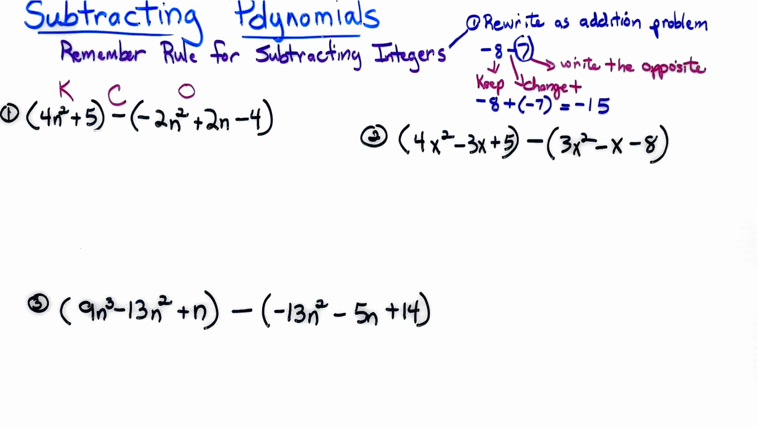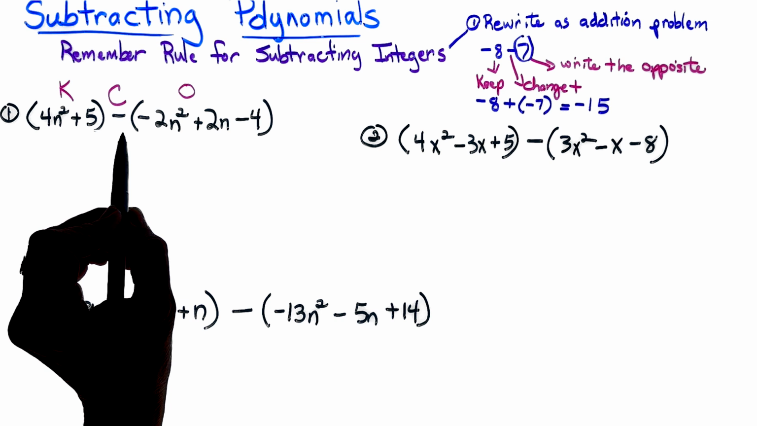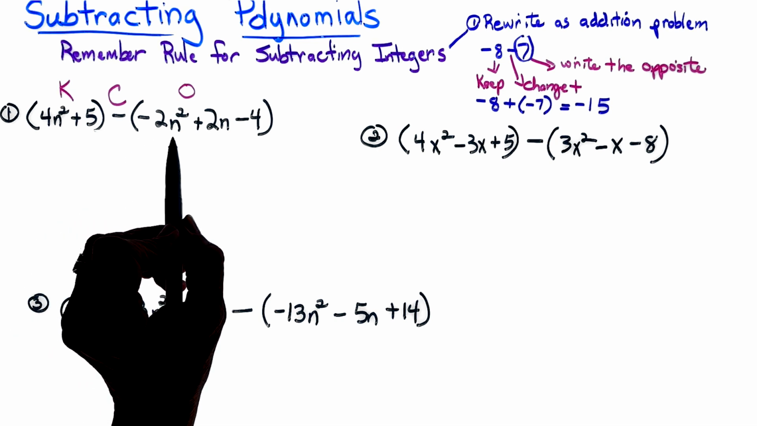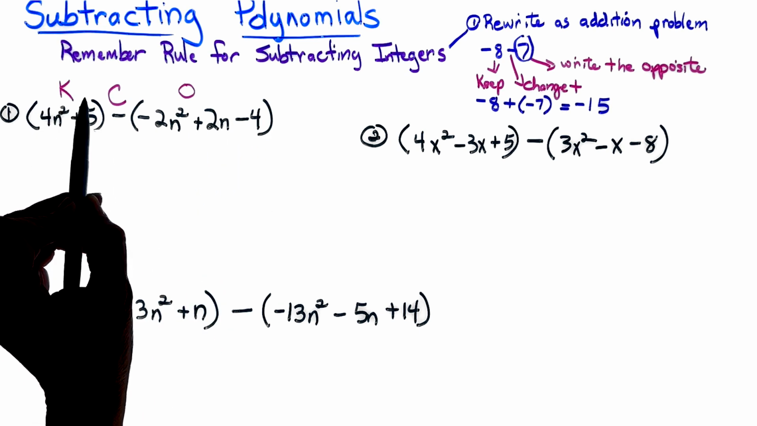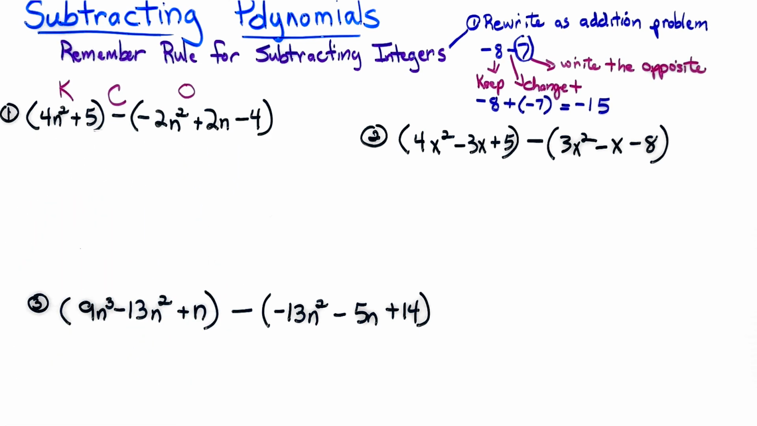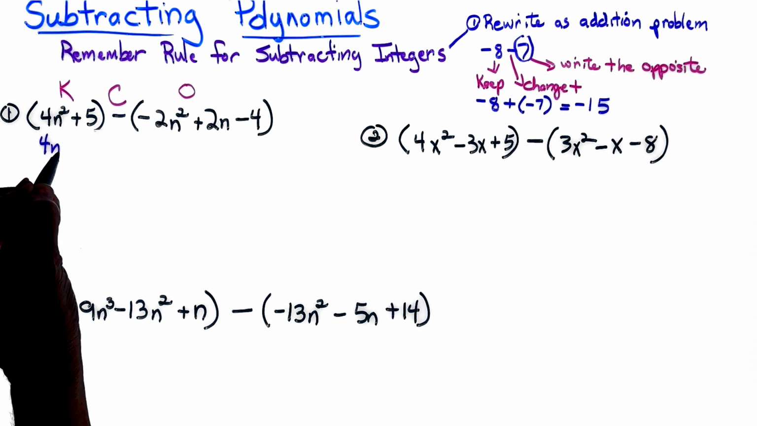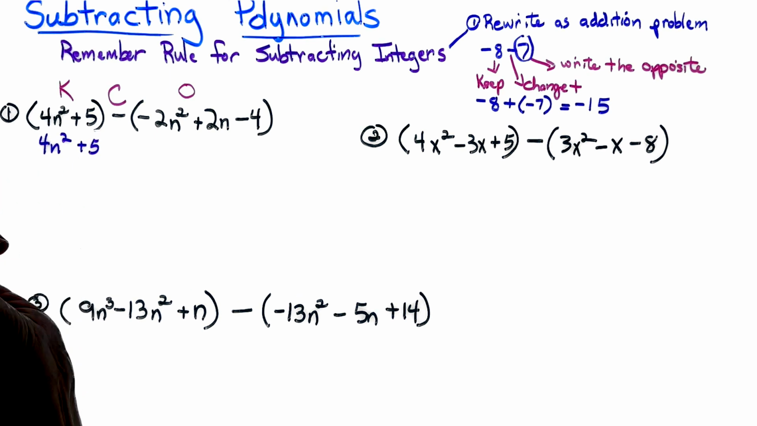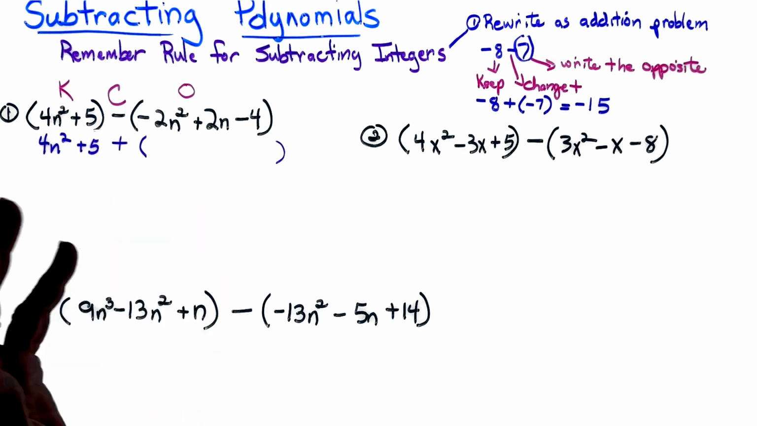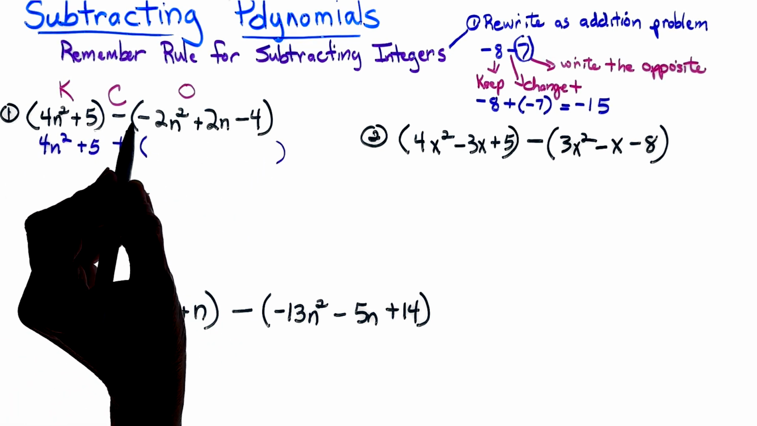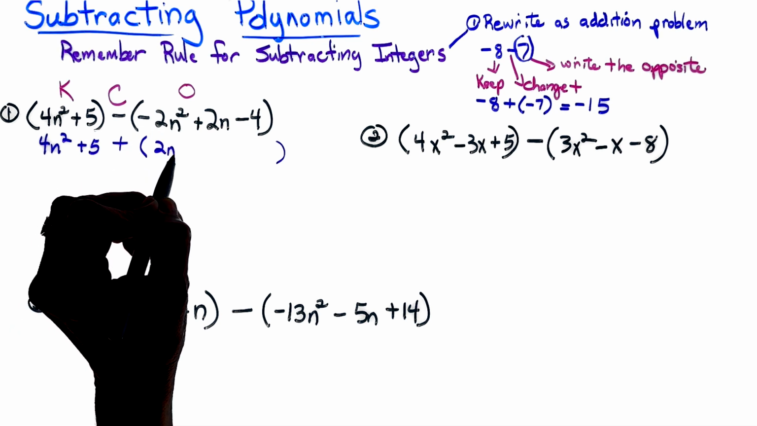So let's get started. I have 4n squared plus 5 minus the polynomial of negative 2n squared plus 2n minus 4. I already wrote the keep, change, and write the opposite above it to remind us to do so. So I am writing my 4n squared plus 5. I am changing my sign, and I think I'll keep this in parentheses so we just see that we've done the whole thing. I'm adding the opposite of negative 2, which is 2n squared.